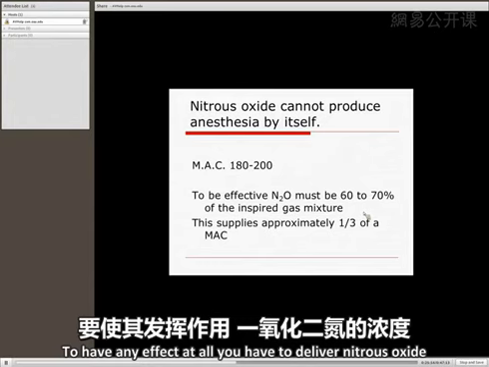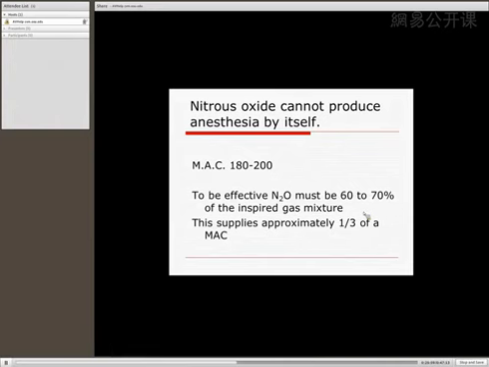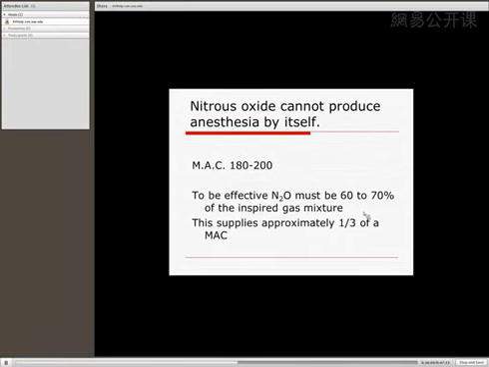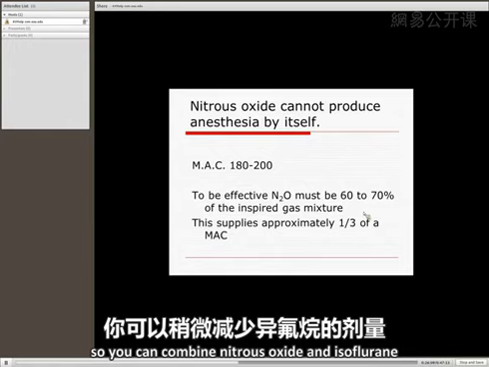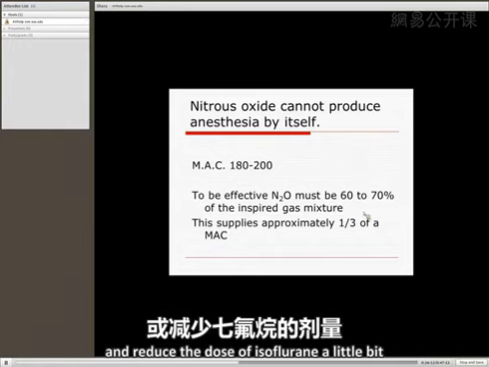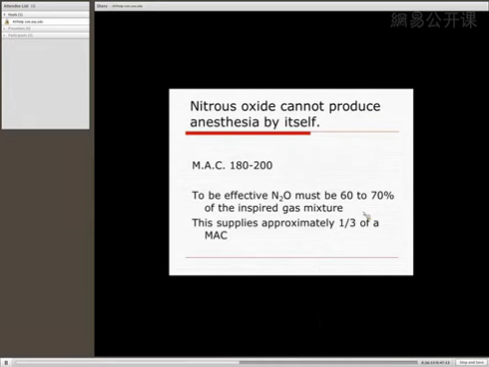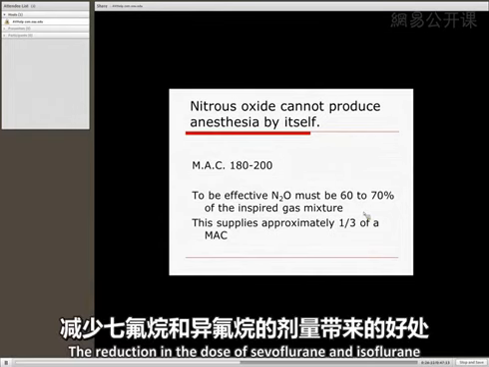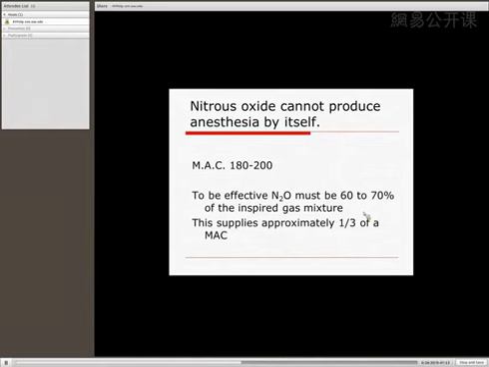To have any effect at all, you have to deliver nitrous oxide in 60 to 70% of the inspired gas mixture. That supplies about a third of a minimum alveolar concentration, which you can add to isoflurane, so you can combine nitrous oxide and isoflurane and reduce the dose of isoflurane a little bit, or reduce the dose of sevoflurane a little bit. But it's not worth it. The reduction in the dose of sevoflurane and isoflurane is not worth the cost or the hassle that it takes to administer nitrous oxide.